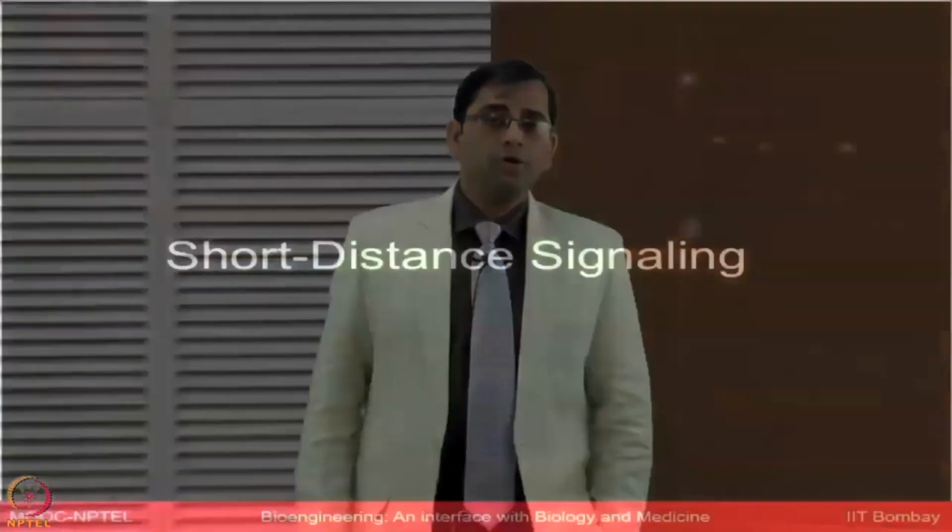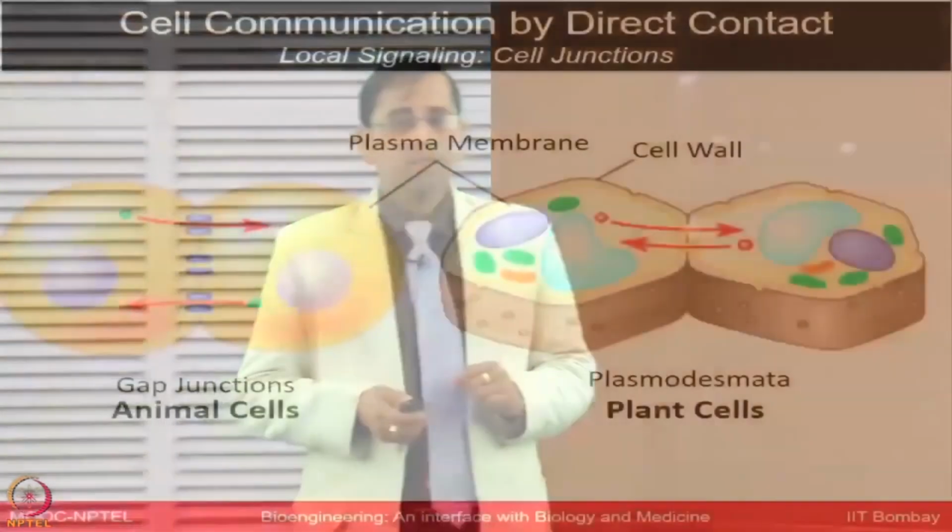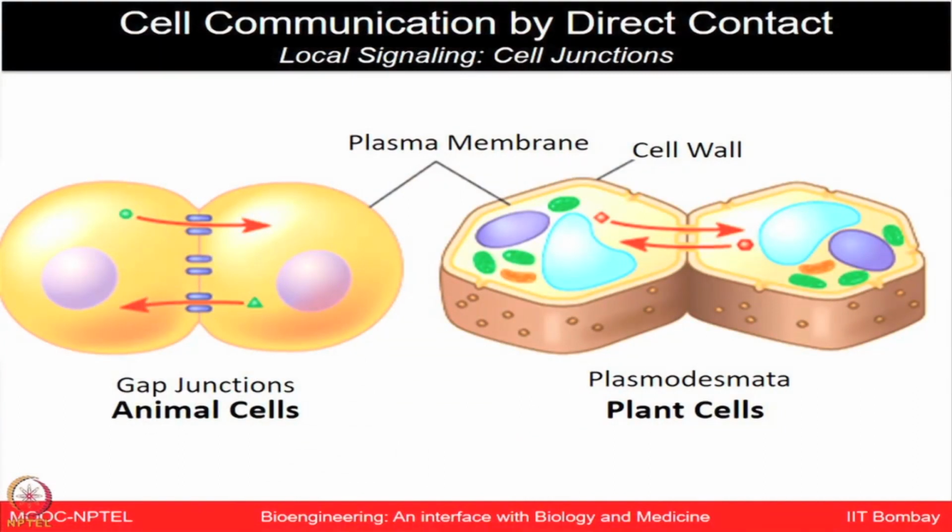The communication or signaling processes could be of two types: short distance signaling or long distance signaling. Let us first look at short distance signaling, which is how cells communicate by direct contact, and especially local signaling could be performed with cell junctions. In the images shown here, for animal cells we have gap junctions. In the case of plant cells there are plasmodesmata. Animal and plant cells possess cell junctions, for example, gap junctions or plasmodesmata, which directly connect the cytoplasms, and cell junctions allow molecules to pass readily between the adjacent cells.